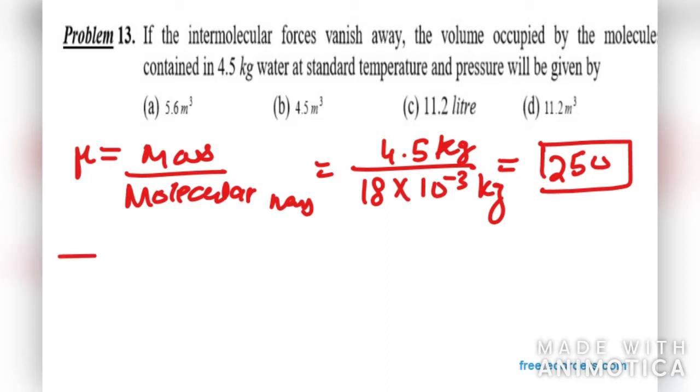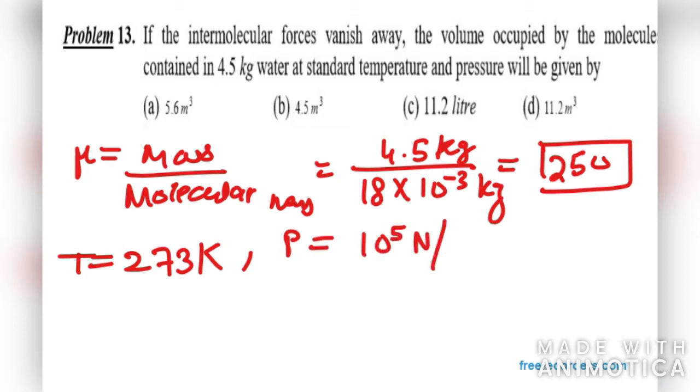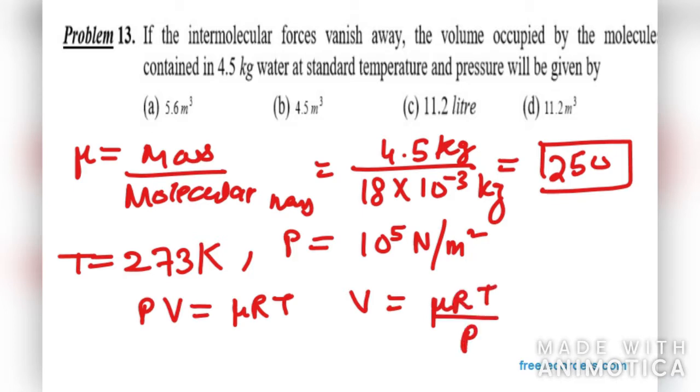Temperature in this case is 273 because it says that we have a standard temperature and pressure. That means standard pressure in this case is 10 raised to power 5 Newton over meter square. This is at STP. So PV equals mu RT, the ideal gas equation. So V will be mu RT over P. Now putting all values of mu, R, T and P, you will get your answer as 5.6 meter cube. So the right option in this is A part.